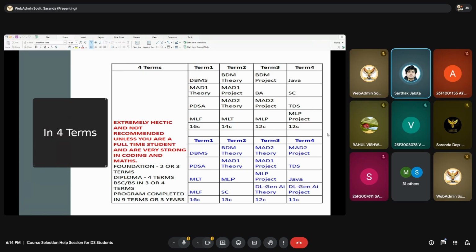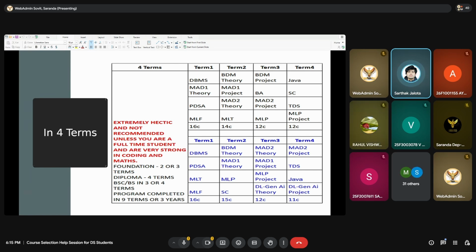So DBMS, MAD1 theory, PDSA, and MLF. This is for the BA and BDM path, path one, which is business analytics and BDM project. In that case, this is aggressive, but DBMS, MAD1 theory, PDSA, MLF in the first term is doable. In the second term, you take the BDM theory, you are taking MAD1 project. I would strongly recommend everyone to do the theory and then take the project in the subsequent term. And then MAD2 theory and machine learning techniques in term two.